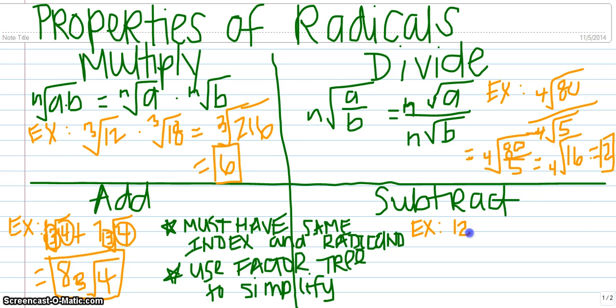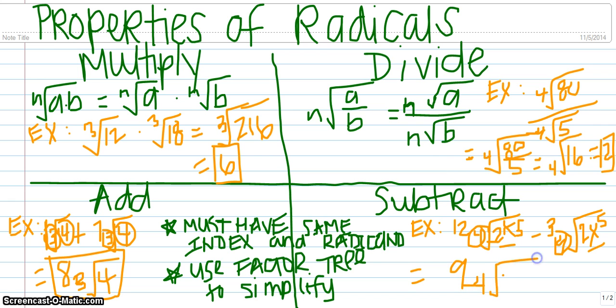If I look at one of subtraction, I have 12 4th roots of 2x to the 5th minus, this is a 5, sorry, minus 3 4th roots of 2x to the 5th. So if I go ahead and look at this, I do have the same index of 4 and the same radicand of 2x to the 5th. So 12 minus 3 gives me 9 4th roots of 2x to the 5th.